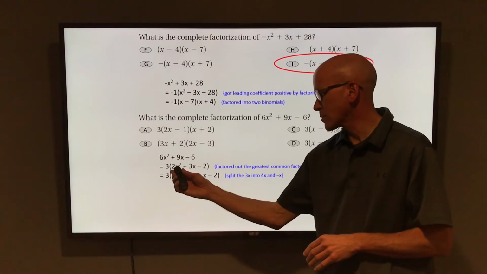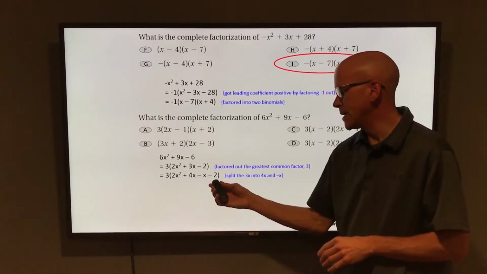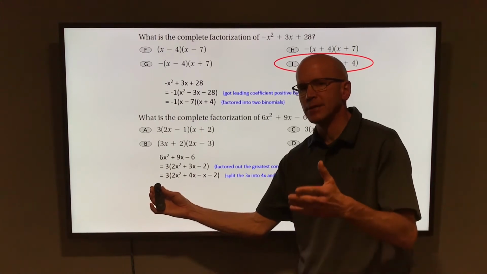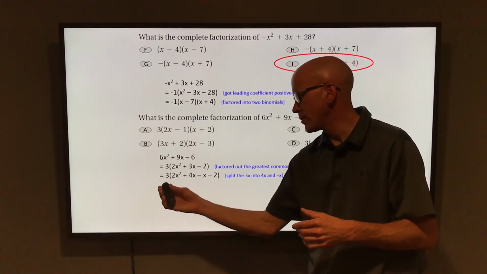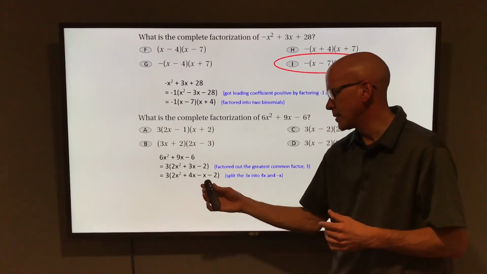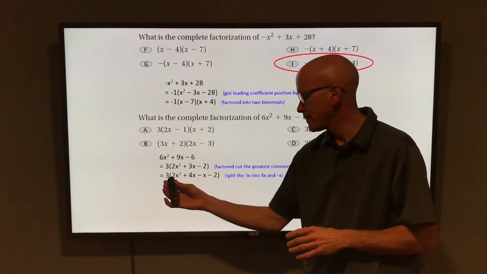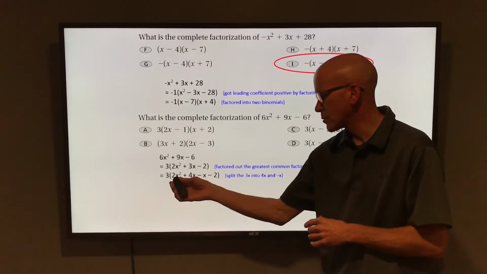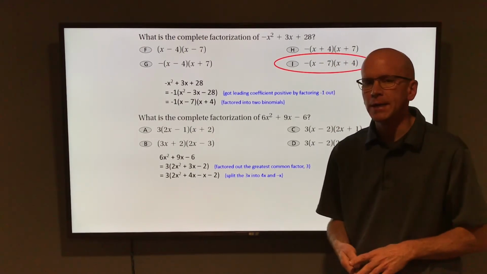Still have a 2x squared out front. Still have a negative 2 on the end. That's in parentheses, and we still have a 3 out in front of all this. A common mistake people would make here is as they're going through this, they drop the 3 off, they forget about it, and they just end up factoring this. So we still have that 3 out front, and we split that 3x into 4x and negative x. Still have the 2x squared out front there, and negative 2 on the end.